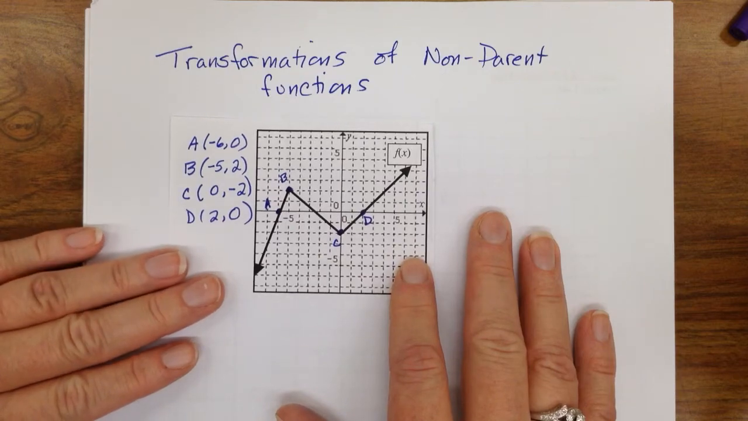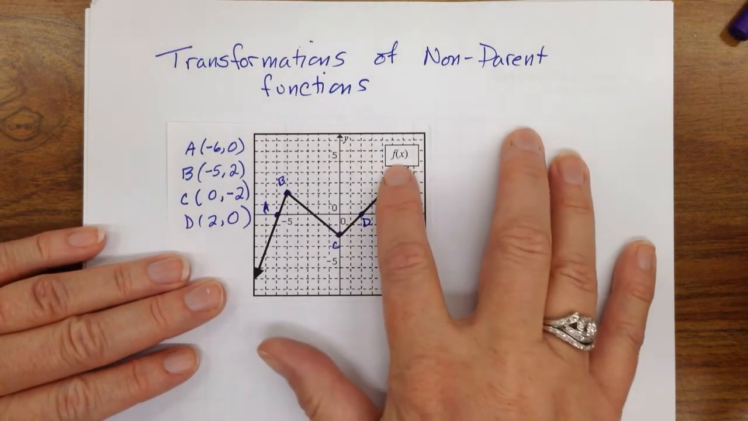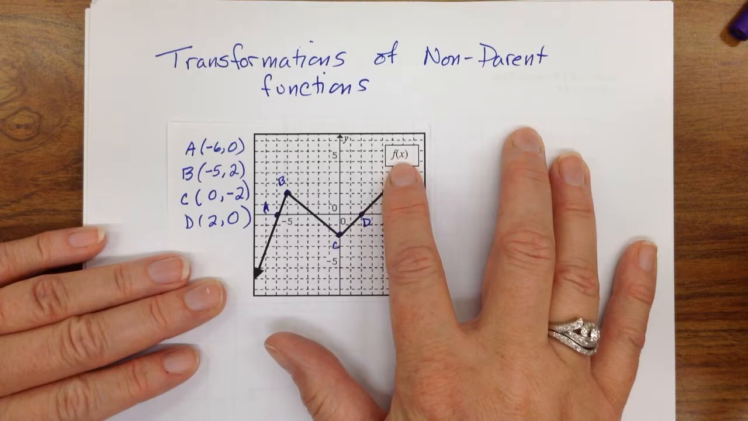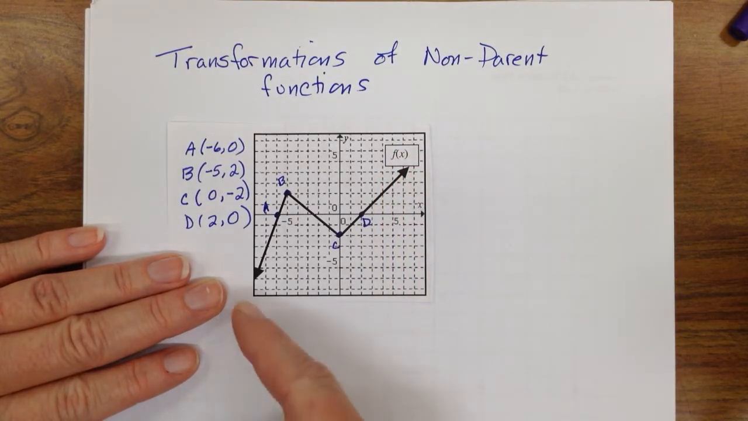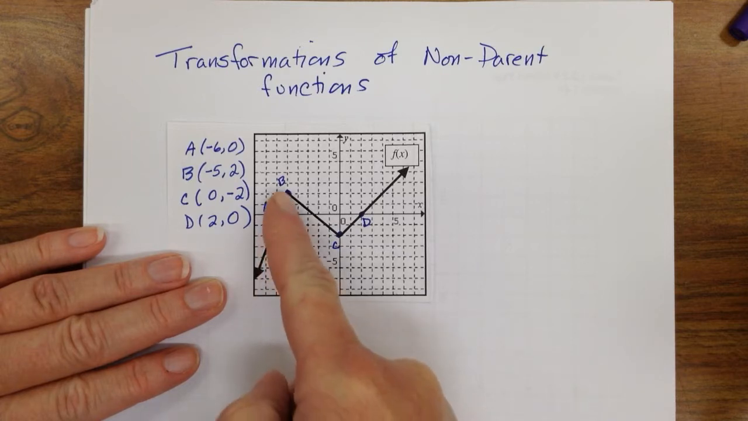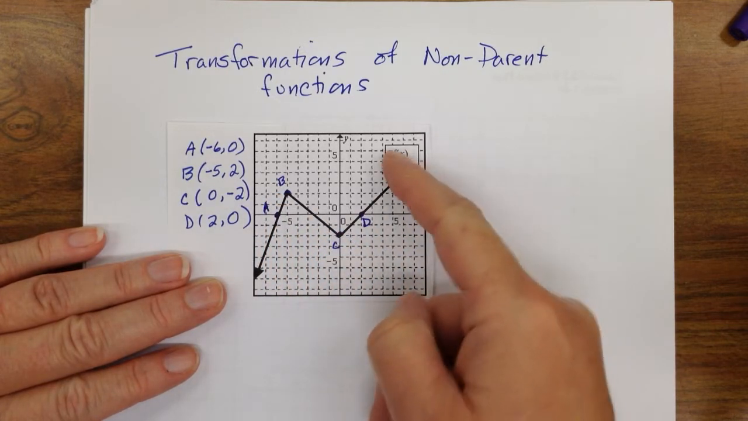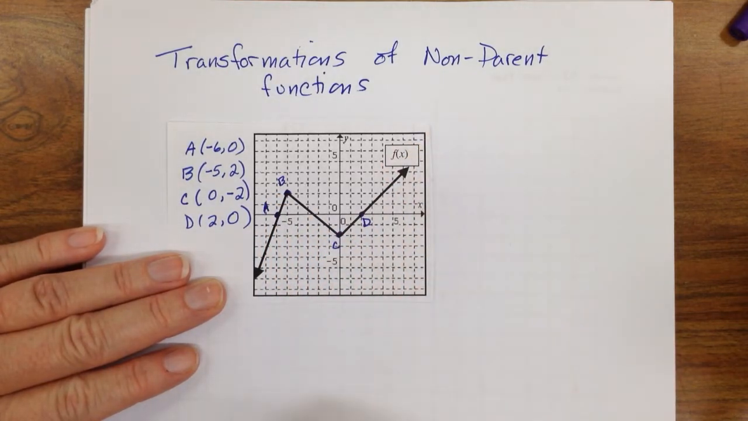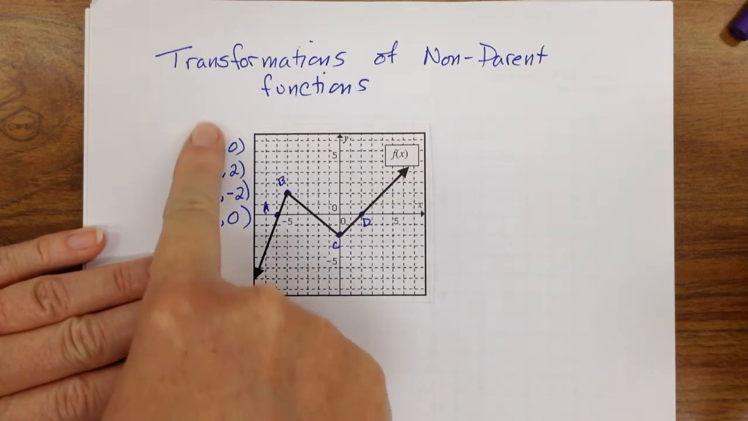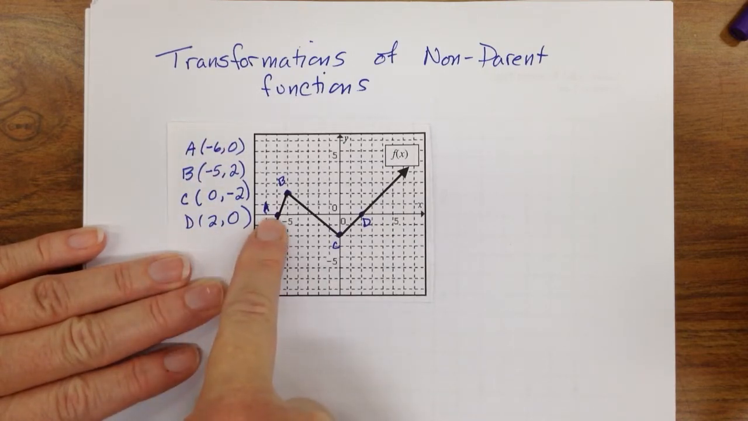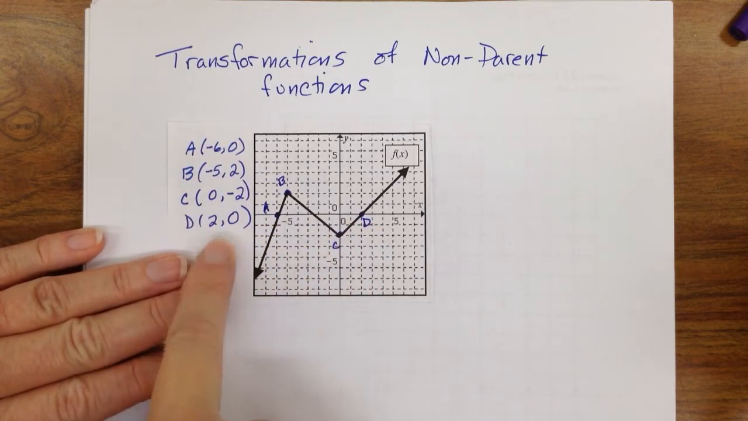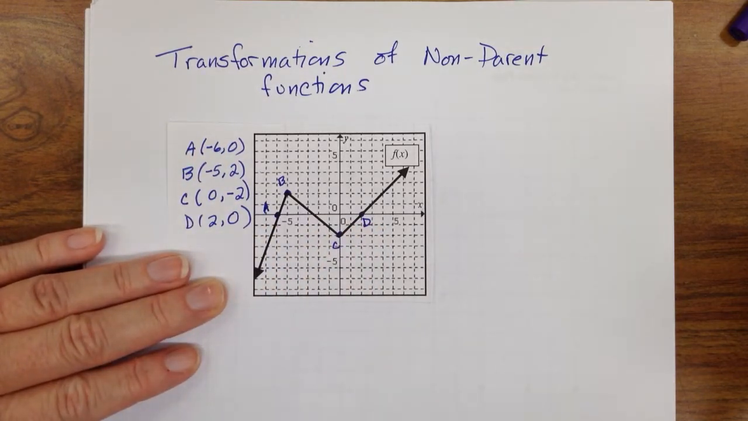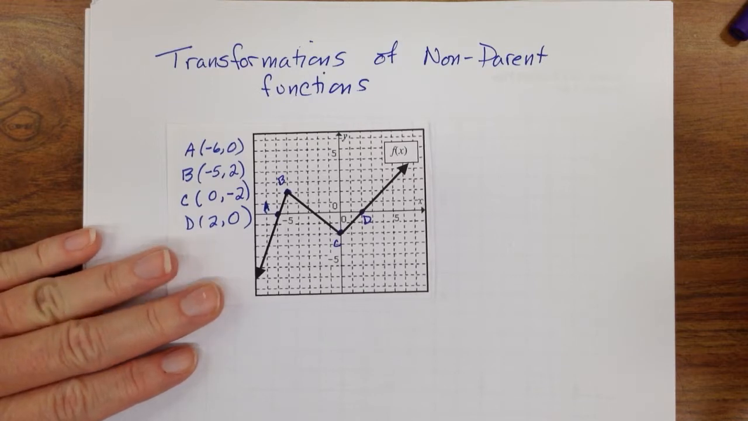All right, so here's what I have here. This is the function f of x. It is not a regular parent function. It looks to be a ray, a segment, a ray. And I've labeled a few of these points here so that you can see them pretty clearly: point A, B, C, and D, and here are the coordinates. So this is what I'm giving you. This is a function, it passes the vertical line test.